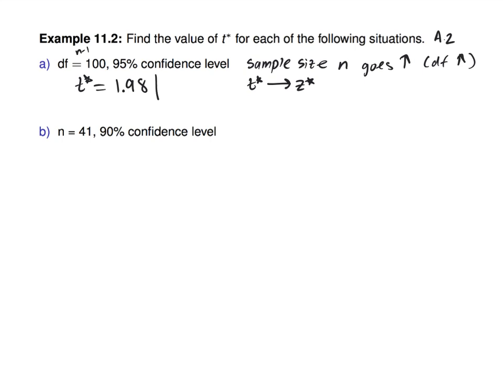Okay, if n is equal to 41, 90% confidence level, the degrees of freedom you have is 40.